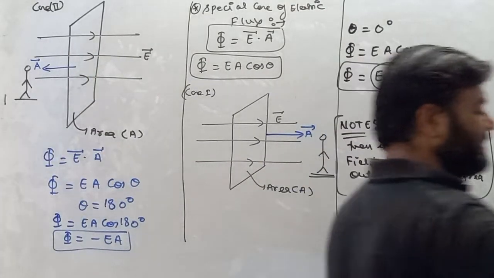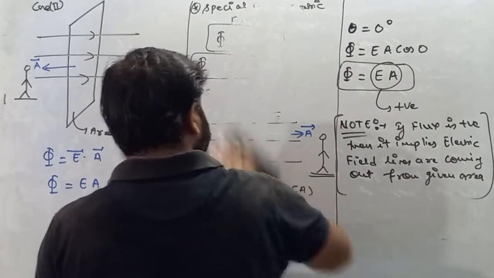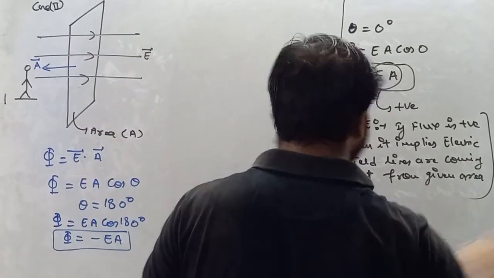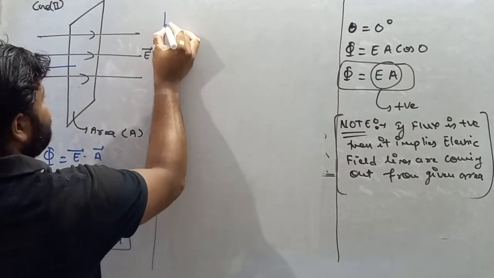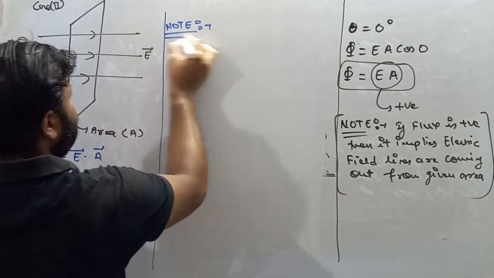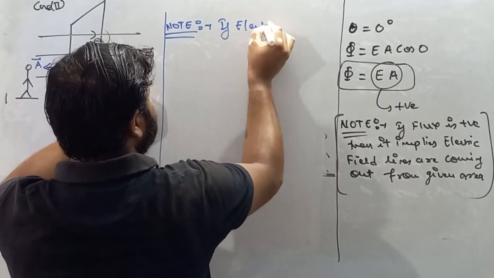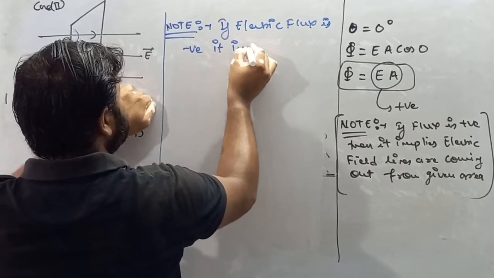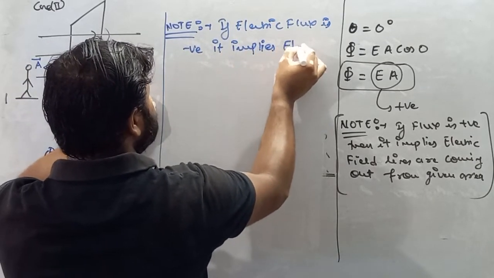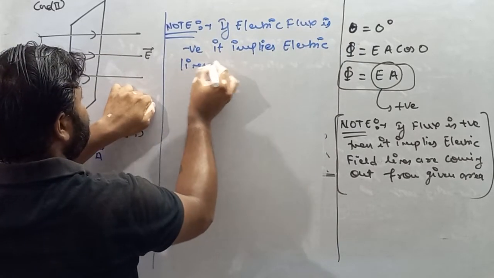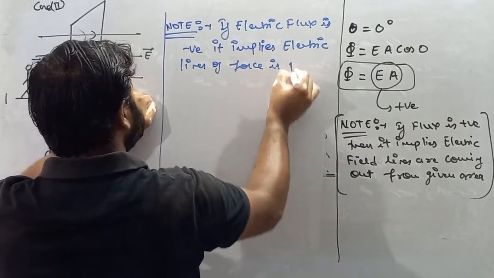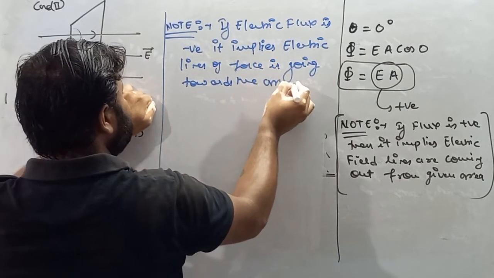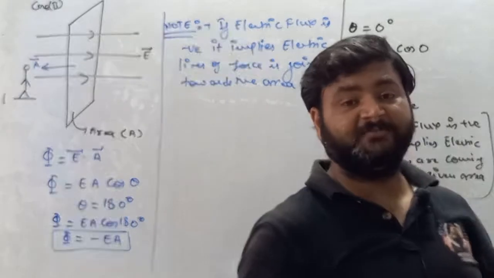So if flux comes to be negative, I'll write here in form of note that if electric flux is negative, it implies electric lines of force are going towards the area. Electric field lines are going towards the area.